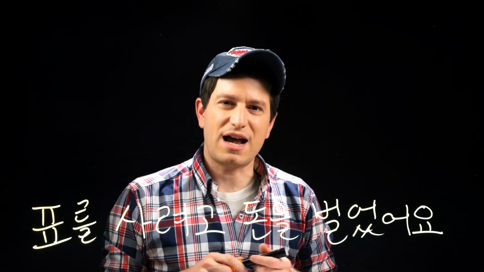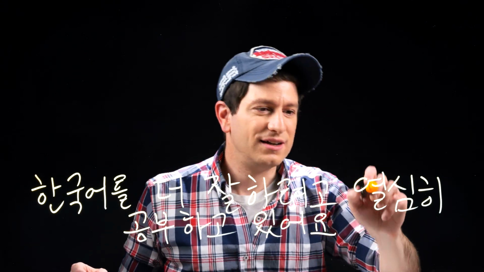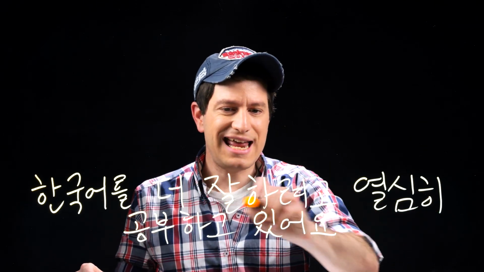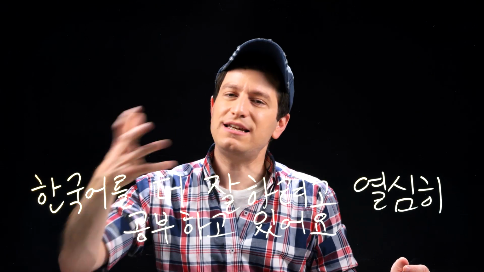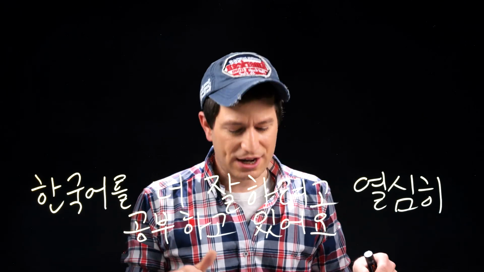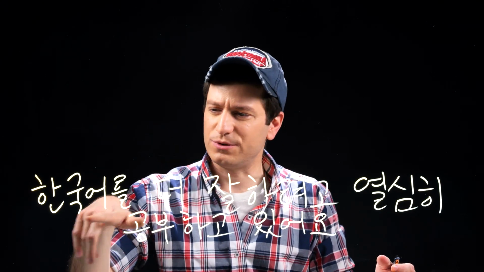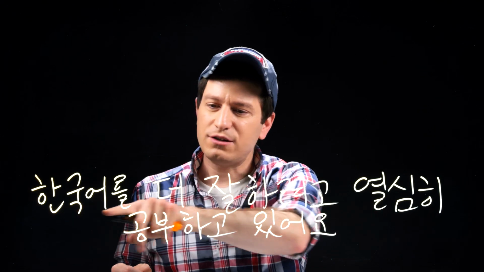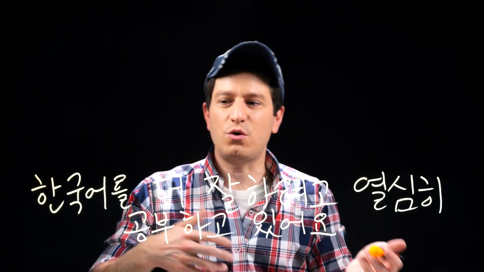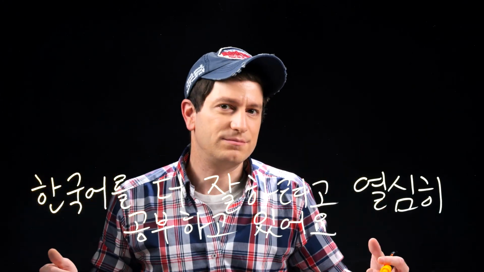Let's go back to our first example then. Let me rewrite that. 한국어를 더 잘 하려고 열심히 공부하고 있어요. I am studying hard, intending to speak Korean better. So intending to speak better Korean, I'm studying hard. And this is so much more natural than our other sentence, and it sounds like something a native speaker might say, except that, well, I guess native speakers aren't really studying Korean, so never mind. 한국어를 더 잘 하려고 열심히 공부하고 있어요. So I'm studying hard in order to speak better Korean, or just I'm studying hard to speak better Korean.